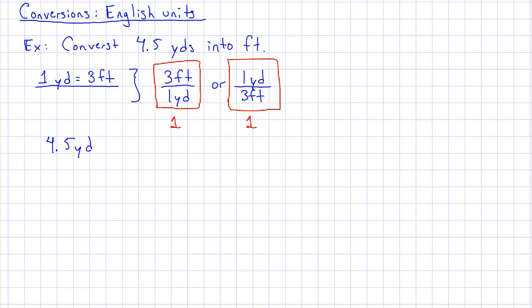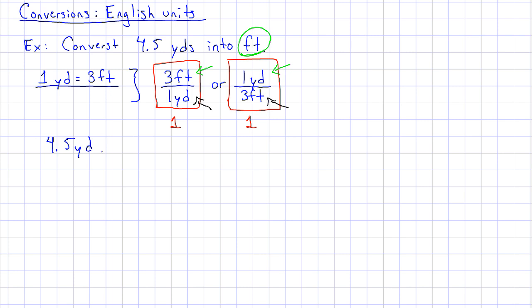The way I decide which one to use is I will look at the numerator. The numerator of the one on the left is feet, and the numerator of the one on the right is yards. My final goal should always be in the numerator. My final goal for this problem is feet, so I'm going to choose the one that has feet in the numerator. The other way to think about it is to look at the denominator, and the thing we're trying to cancel should be in the denominator. So here I have yards in my denominator.